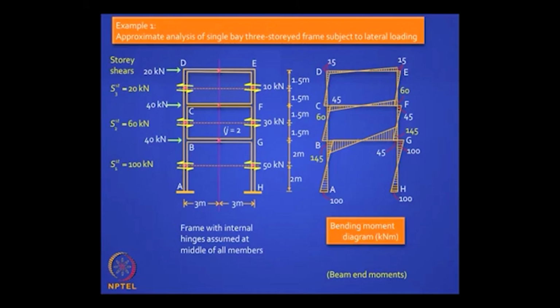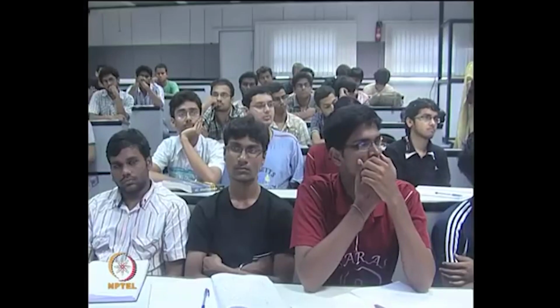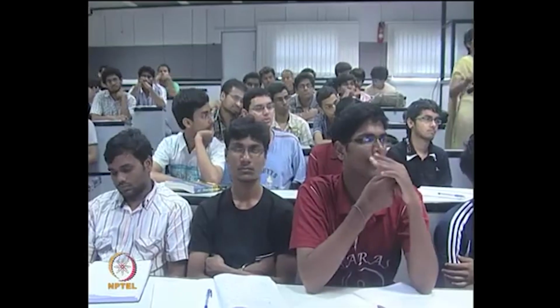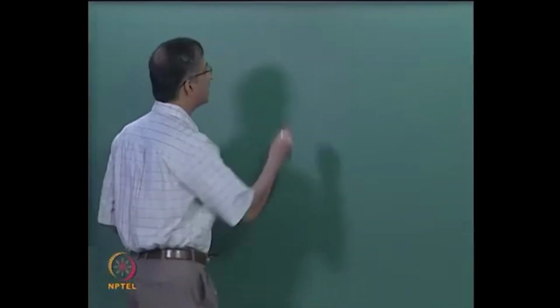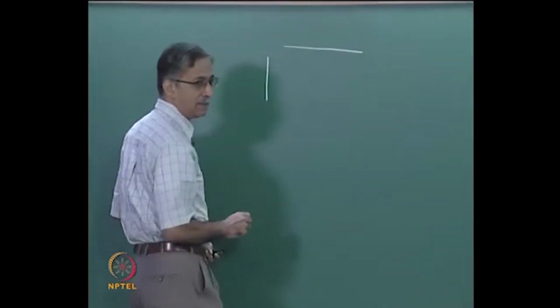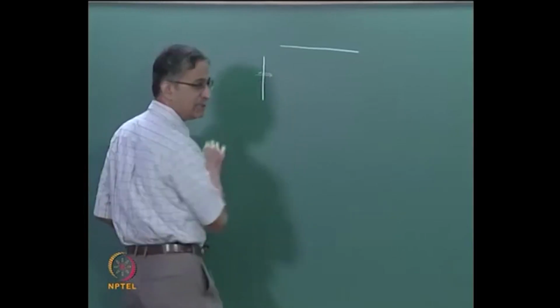So you have got the column end moments. Now you need the beam end moments. How do you get that? So in your mind you must draw the free bodies. Let us take the top. You got a beam here, you have a column here. Remember, we drew lines like this.